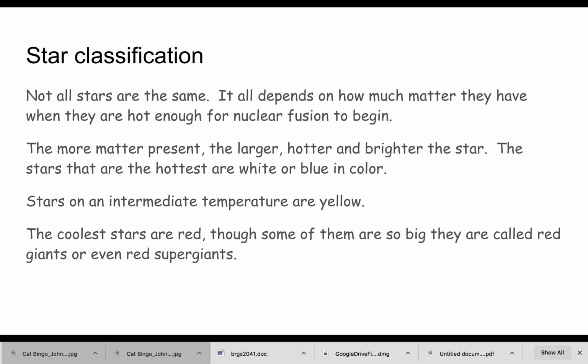The stars that are the hottest in the night sky are white or blue in color. Stars at an intermediate temperature are yellow, like our sun. And the coolest stars are red, though some of them are so big they're called red giants or even red supergiants. And this is what we believe our sun is going to become someday. It's going to become a red giant, but fortunately not for a while.